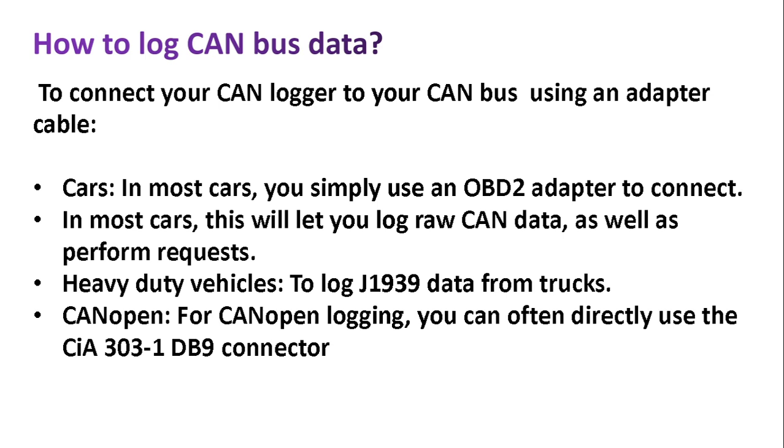Which type of connector is to be used for plugging to the ECU, right? For heavy industry J1939 is used, and for cars the OBD, the onboard diagnostic connector, is used. For CANopen logging, you can often directly use this connector. The DB9 connector is also used to connect to the ECU. It is one of the types used to communicate with the ECU, to connect from the ECU to the cable, right?